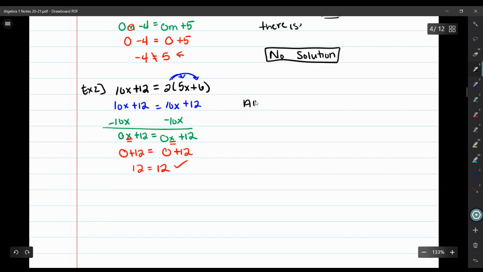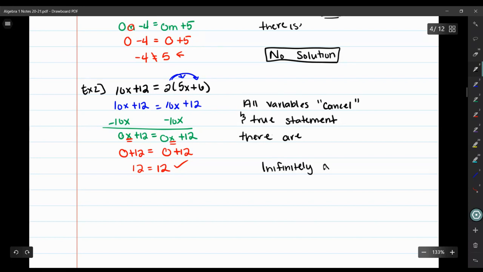So same idea, when all variables, and again, I'm going to use those quotes, cancel, because nothing just disappears. They actually just simplified to a 0. But this time you're left with a true statement at the end. So such as 12 equals 12, 0 equals 0, that is true. 3 equals 3. Then there are, in this case, infinitely many solutions. So those are the special cases of solutions that we have.